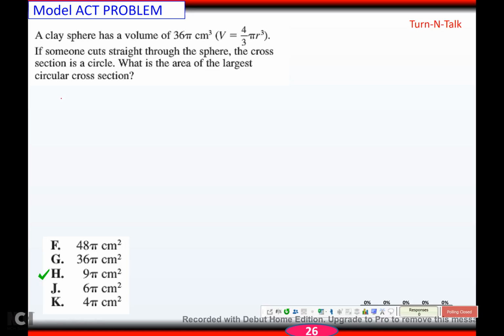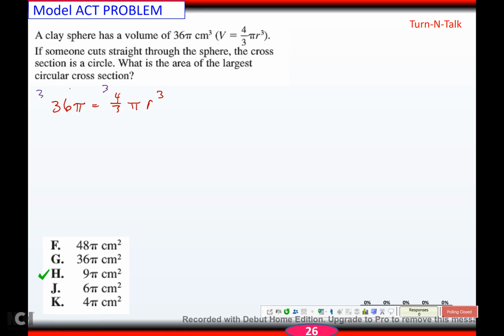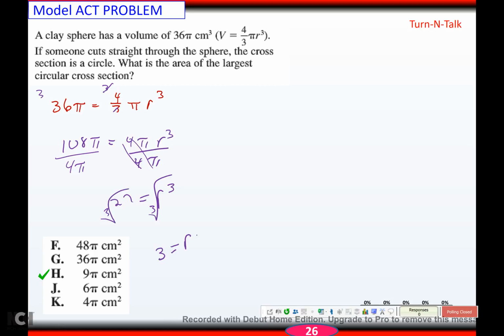Okay, so if I can take the volume of a sphere, 36 pi, set it equal to 4/3 pi r cubed, okay, and I can solve that for the radius. I'm going to multiply by 3 and kill the fraction. That's going to give me 108 pi equals 4 pi r cubed. Divide by 4 pi, and I get r cubed equals 27. Cube root, and I get r equals 3.